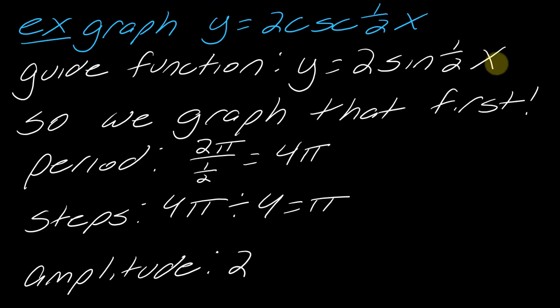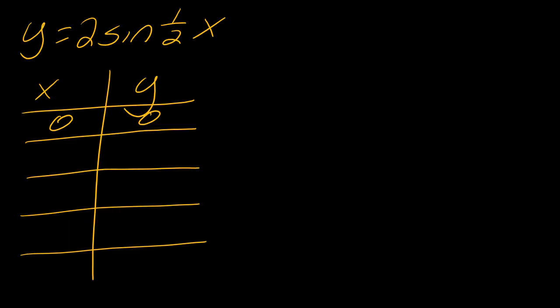Now I have no horizontal or vertical translations, so I know that this graph can just start at 0. We've talked about that a lot in other videos, so you definitely want to be good with sine and cosine before you start this. Start with the point (0, 0), and then I can make those pi steps. So add pi, 2 pi, 3 pi, 4 pi. I've made all my proper steps, and you know what to do here.